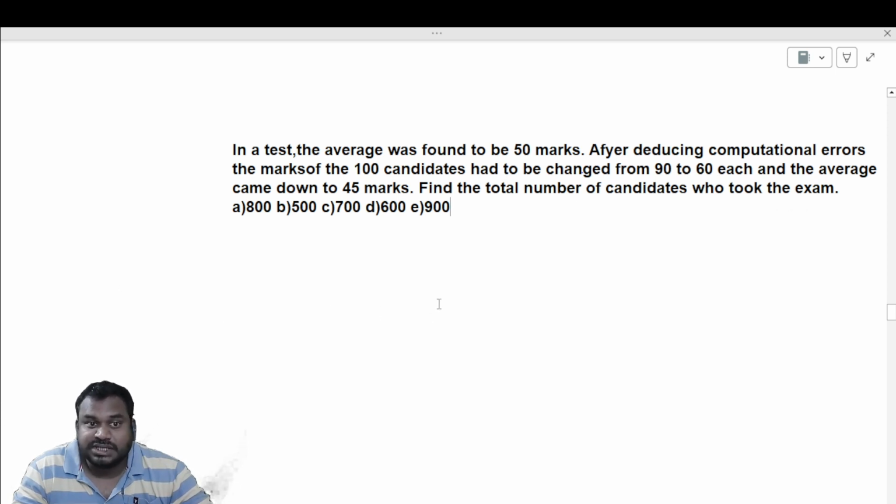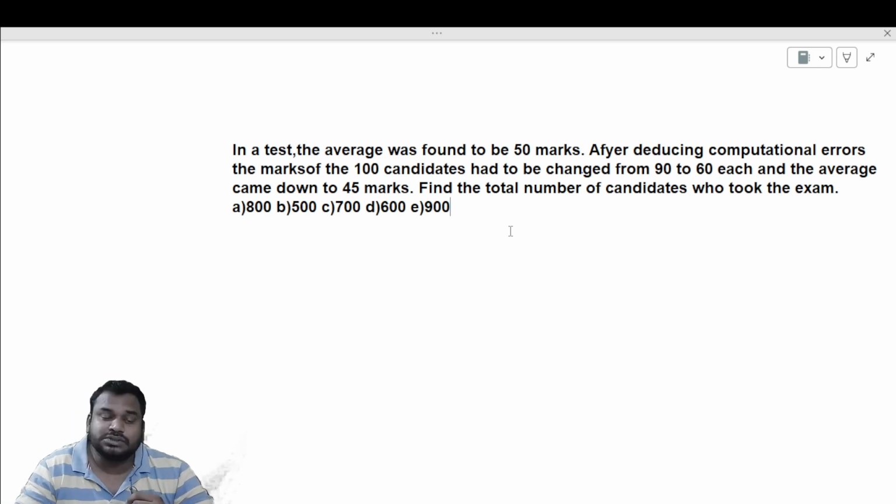See, one test is conducted. In that, the average marks were found to be 50. But an error occurred. What is that error? For 100 students, instead of giving 60 marks, they gave 90 marks. Because of that problem, instead of getting 45 as the average, they got 50 as the average. Now you find out the total number of students who took the exam. This is the question.